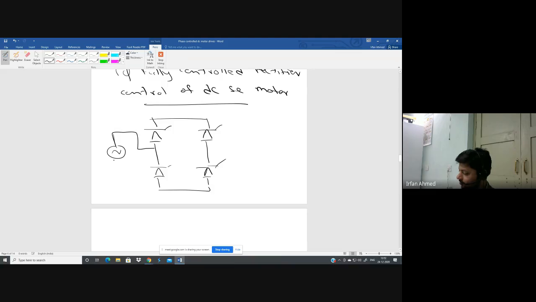The supply is AC. This is the instantaneous positive terminal. The supply voltage is given by Vs, that is equal to Vm sine omega t. These SCRs we can number as T1, T2, T3, T4. How do you represent the motor load?